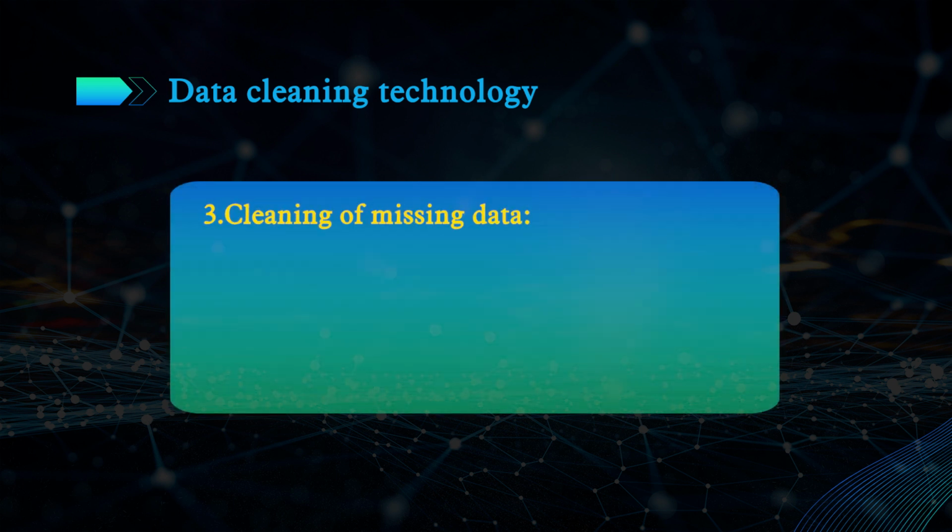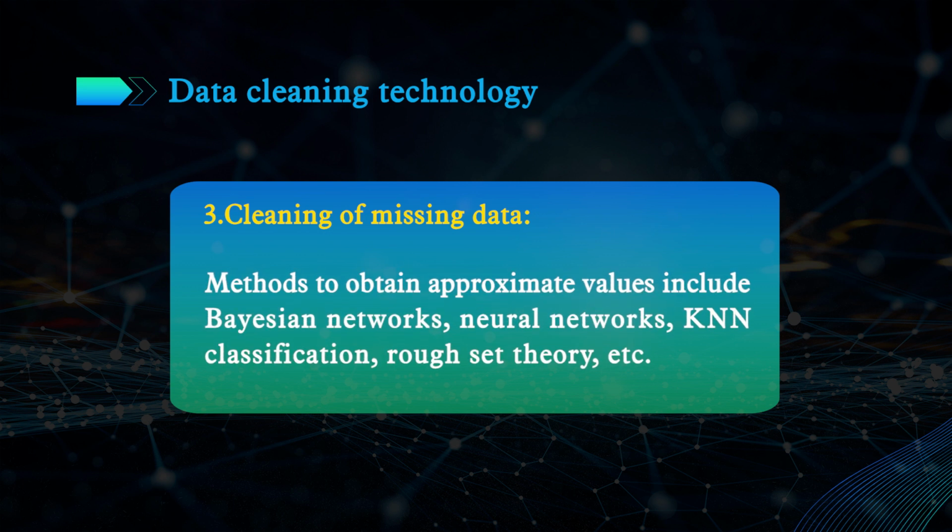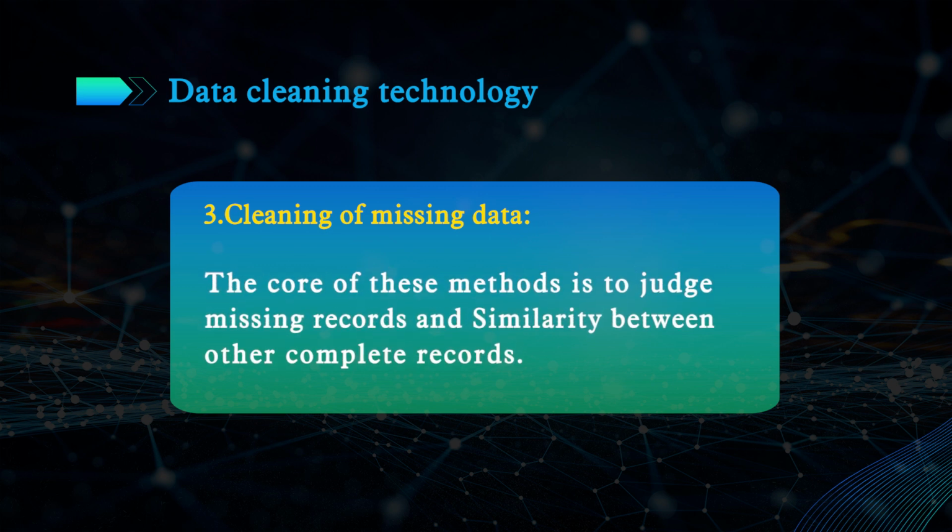The third, cleaning of missing data. Most methods use an approximate value to replace missing values to clean the data. Methods to obtain the approximate value include Bayes network, neural network, KNN classification, rough set theory, etc. The goal of these methods is to judge the similarity between missing records and other complete records.